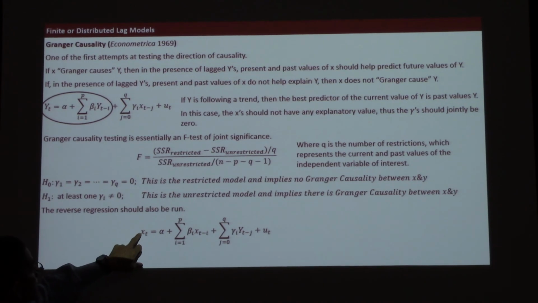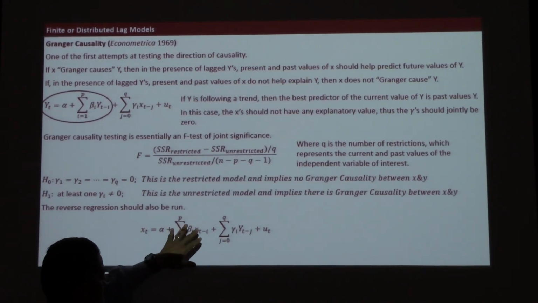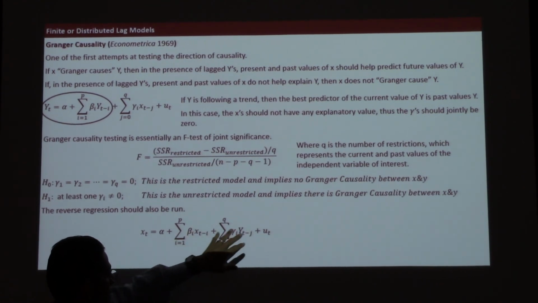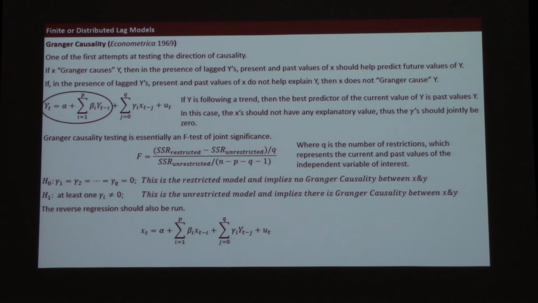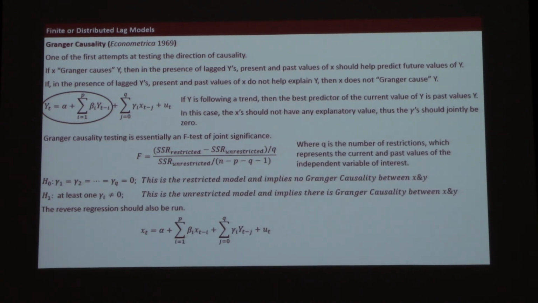So now we've got x as a dependent variable, and we're running it against lagged x's and lagged y's. And basically we're just seeing if there's some reverse causality going on, which we'll talk about later. Does this make sense?